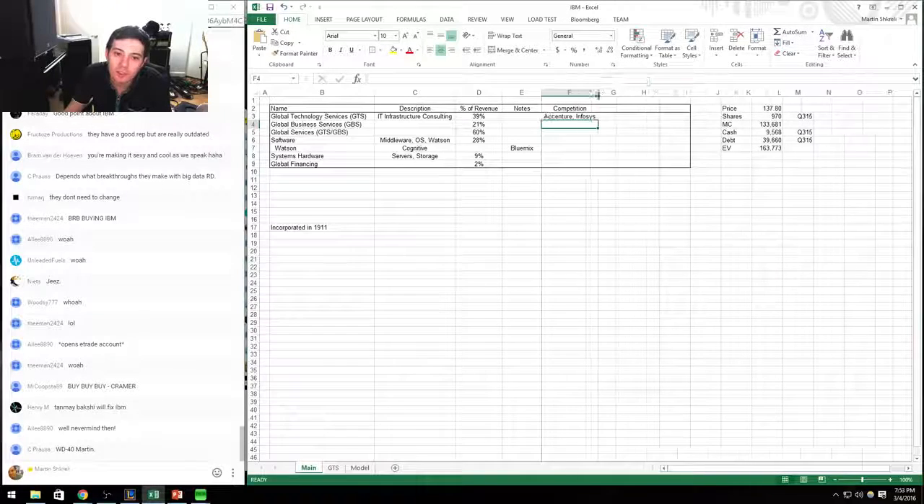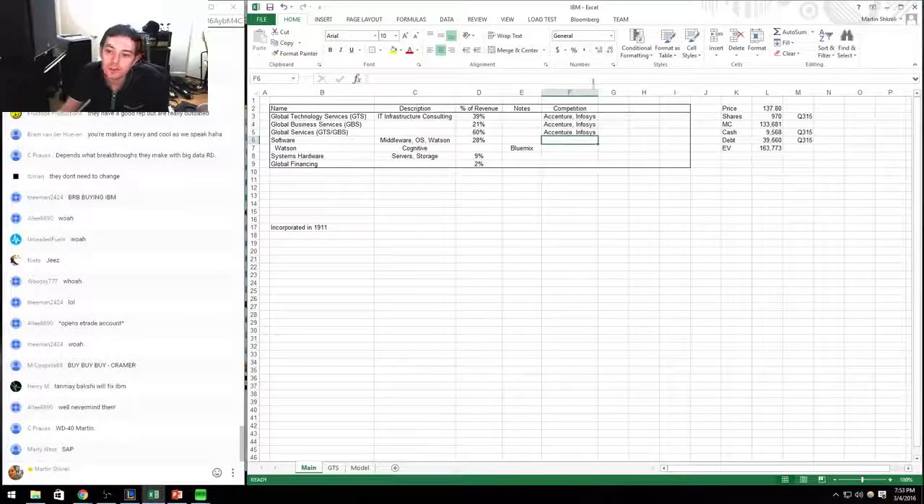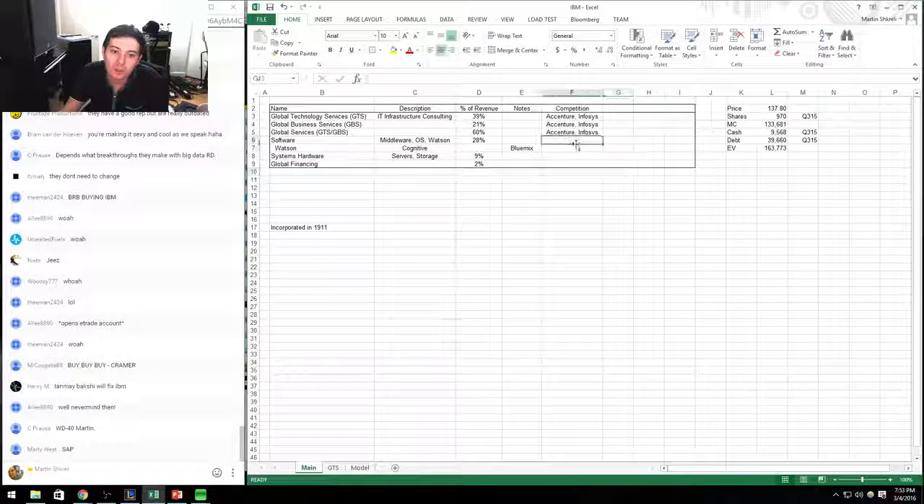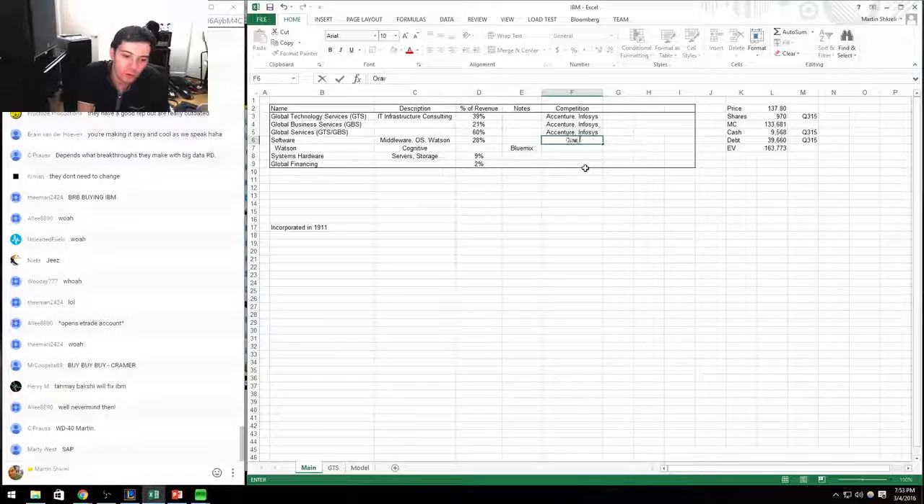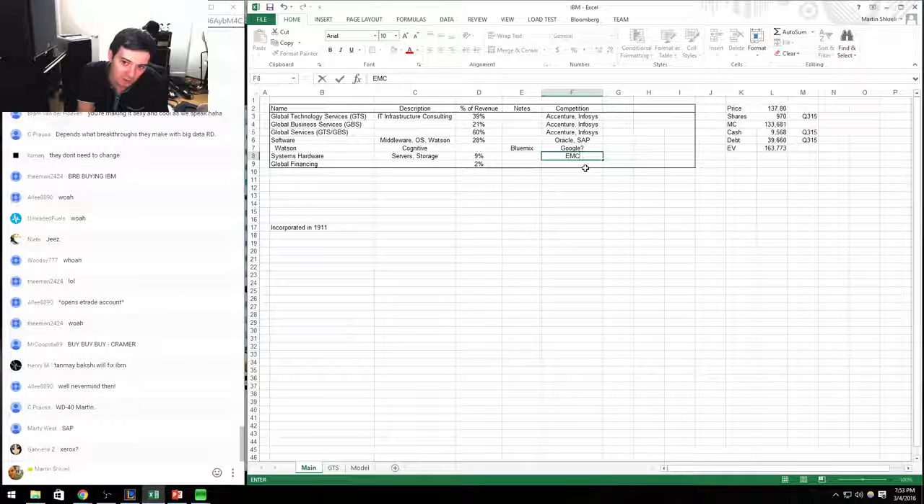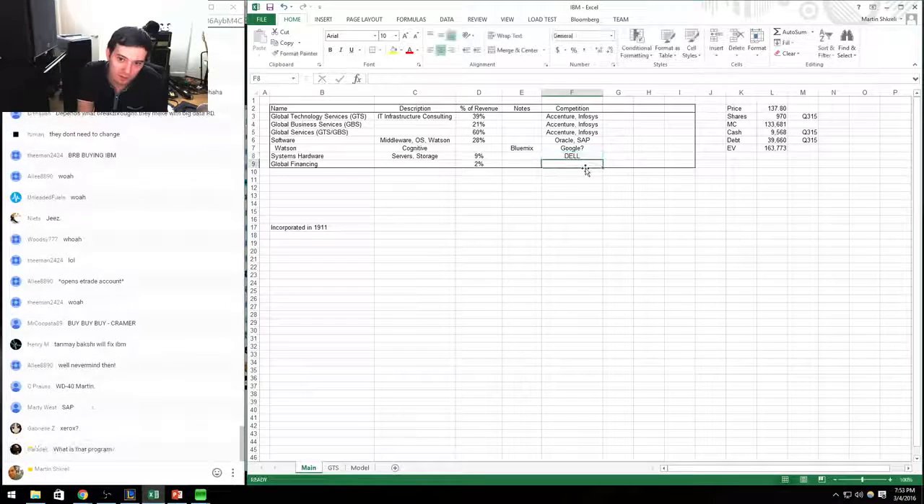Similar companies to what IBM offers. Software, they have competitors like Oracle and SAP. Watson, I don't think they have any competitors. Maybe Google. Hardware, they have competitors like EMC and Dell. I guess Dell now, just Dell. Financing is such a small part of their business. It's not really a part of their business. Xerox, sure. Lots of different competitors.